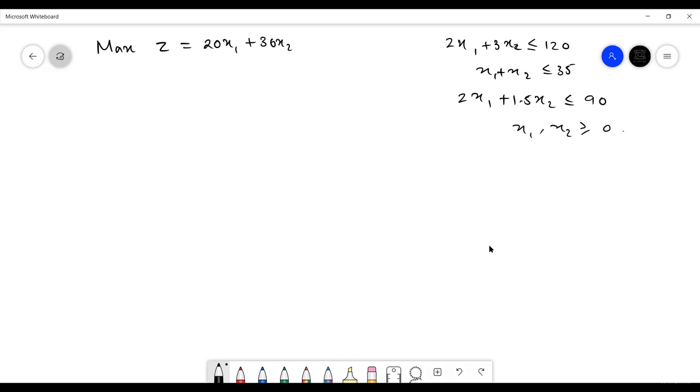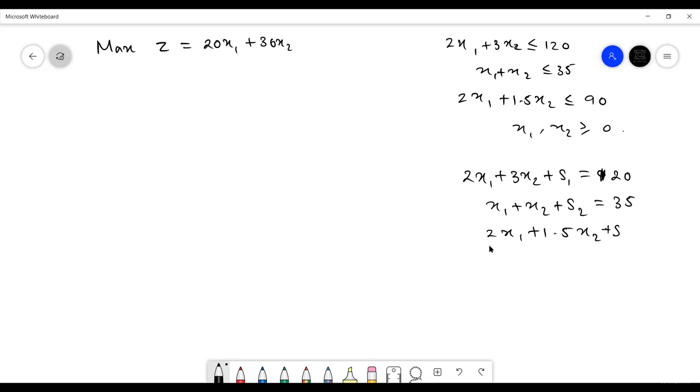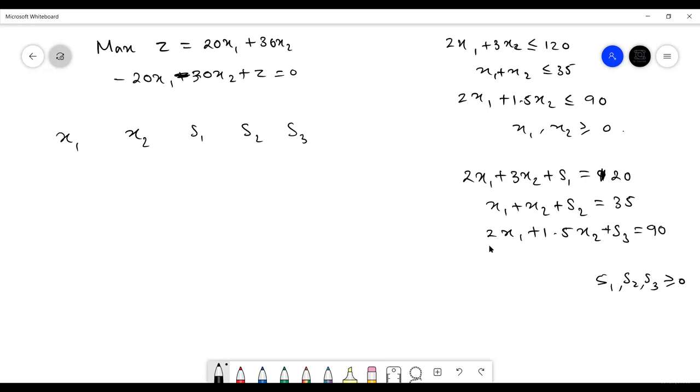So we have to convert these inequalities into equations. In that case, we add some slack variables: 2x1 plus 3x2 plus s1 equals 120, x1 plus x2 plus s2 equals 35, and 2x1 plus 1.5x2 plus s3 equals 90. Here again, s1, s2, s3 are all greater than or equal to 0. And the Z equation is converted in this manner: Z minus 20x1 minus 30x2 equals 0. So now we are going to form a chart with x1, x2, s1, s2, s3, Z.